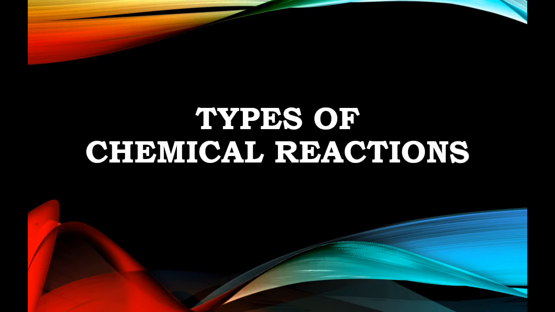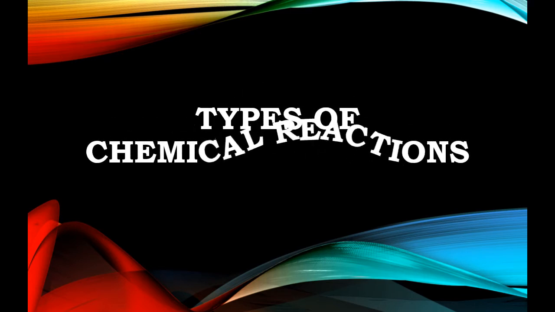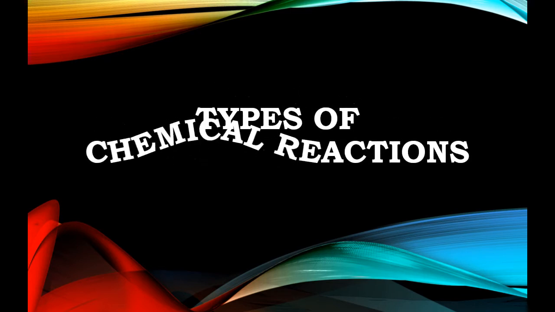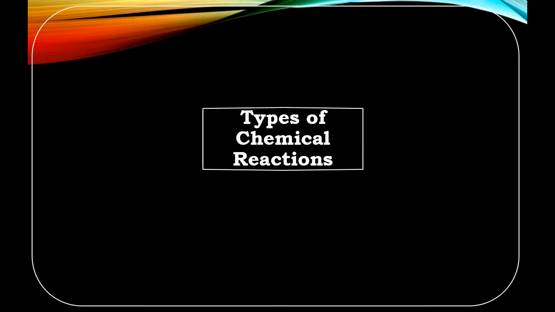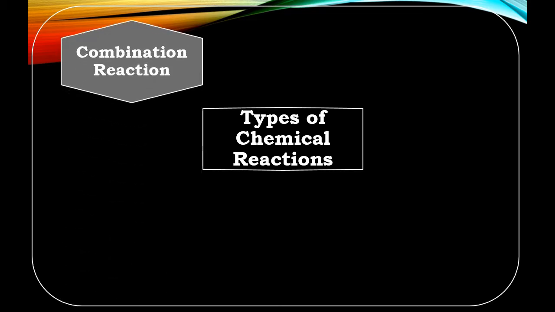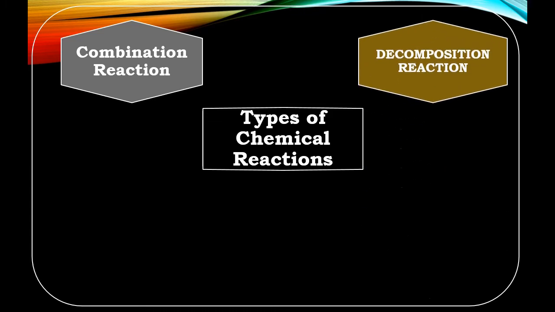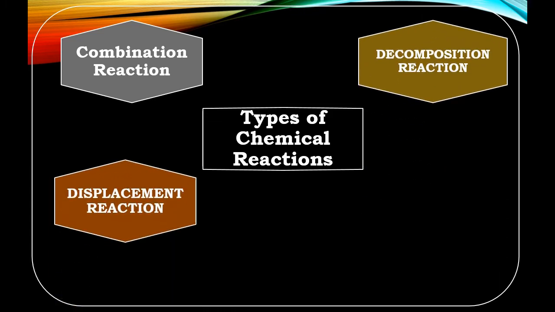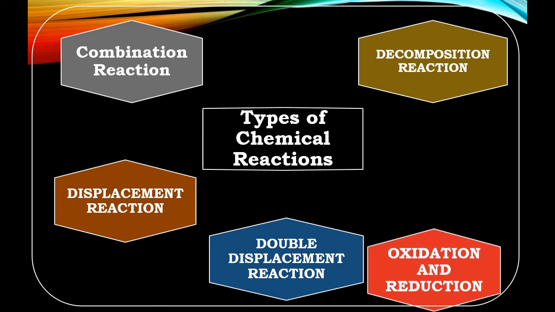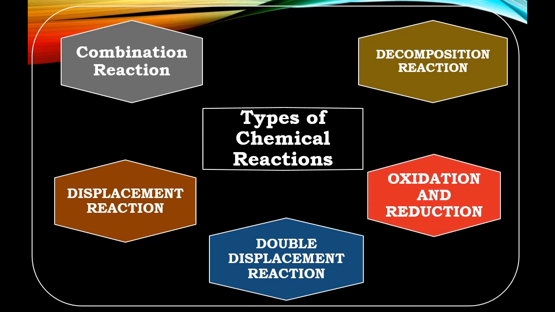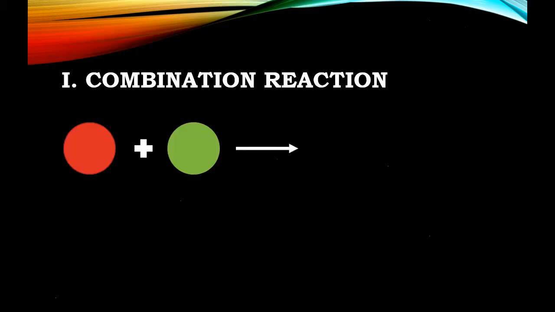During a chemical reaction, the substances that react are known as reactants, whereas the substances that are formed during a chemical reaction are known as products. Based on the reactant involved and the product formed, we have six types of chemical reactions. The first one is combination reaction or addition reaction. Second one is decomposition reaction. Third one, displacement reaction. Fourth one, double displacement reaction. Fifth one, oxidation reaction. And number six, reduction reaction.